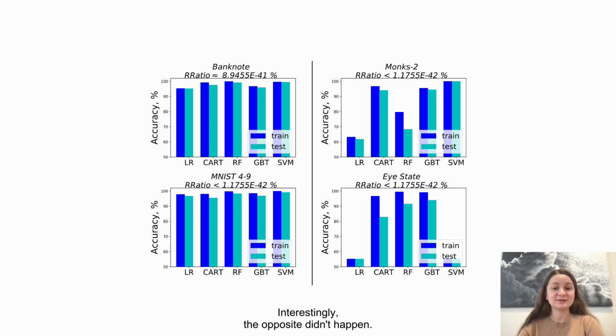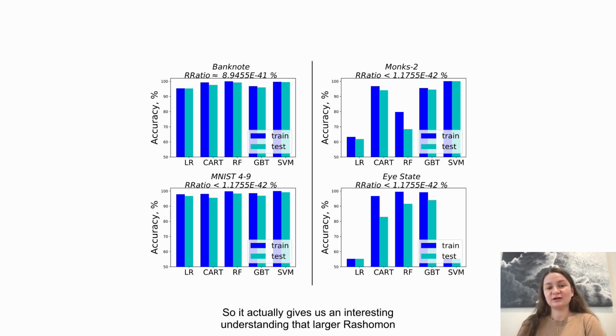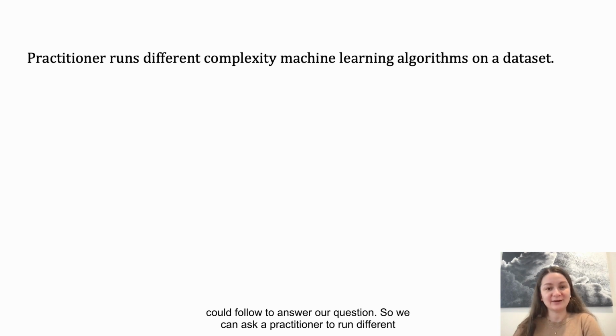Interestingly, the opposite didn't happen. So if we took, for example, data sets with the lowest Rashomon ratios, they could have both properties. They could have similar performance and good generalization guarantees, or the performance could be all over the place. So it actually gives us an interesting understanding that larger Rashomon ratios correlate with similar performance of algorithms of different complexity. This gives us instructions that we could follow to answer our question.